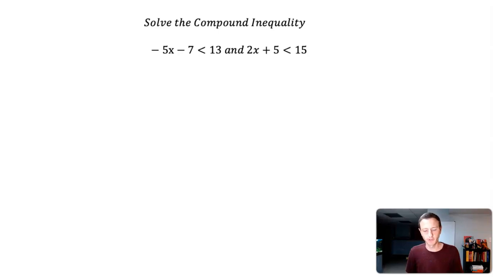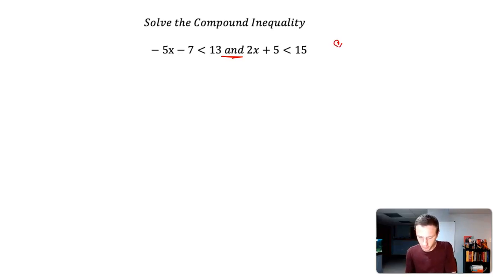In this video, I'm going to solve this compound inequality. Negative 5x minus 7 is less than 13, and 2x plus 5 is less than 15. When we're solving compound inequalities, the first thing we want to key up on is this word: and, or. In this case, we have and. What does that mean? And indicates the intersection between the two.